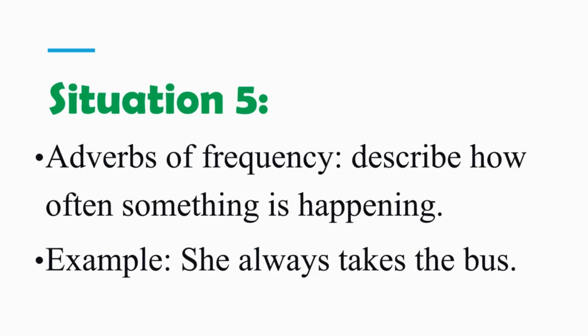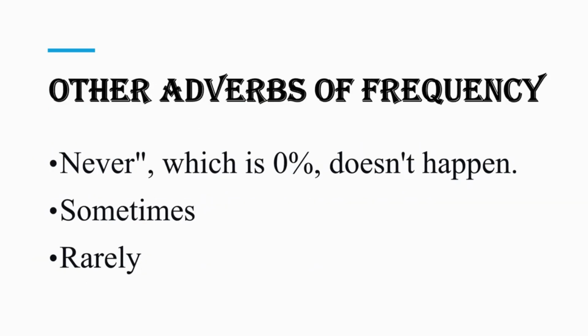We use present simple tense when we use adverbs of frequency. Adverbs of frequency describe how often something is happening. For example, she always takes the bus. Always is the word that tells us how often something happens. So, if always is like 100% of the time, we have other words such as never. Never, which is 0%. It means it never happens. It doesn't happen. We could say here, she never comes on time.